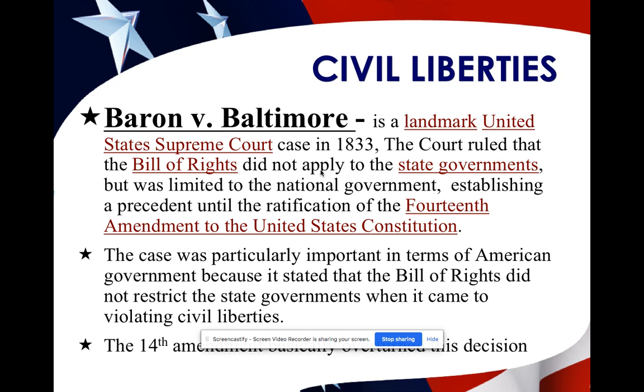So here, you're seeing the Bill of Rights not having such a profound protection for individuals, really up through the Civil War. So this case was very important in terms of the American government because it stated the Bill of Rights did not restrict the state governments when it came to violating civil liberties.